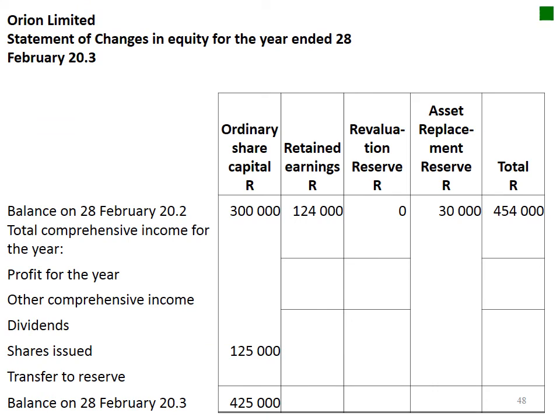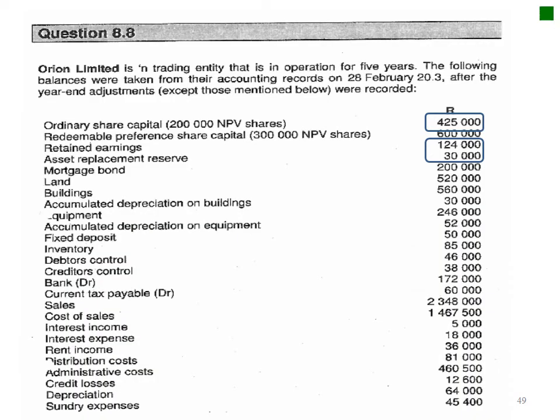We are now going to see what this looks like on the statement of changes in equity. Remember, we've said before on the statements of changes in equity, you're going to have columns for all of the equity amounts that are going to go onto your statement of financial position. If we look at the ordinary share capital account, the 425,000 is the balance at the end of the year. We need to show the balance at the beginning of the year, and we also need to show if there were any shares issued during the year. We've already seen this information.